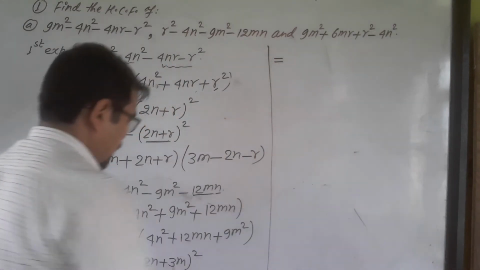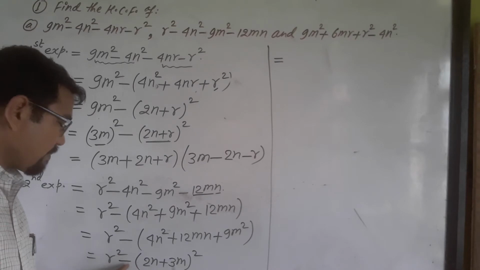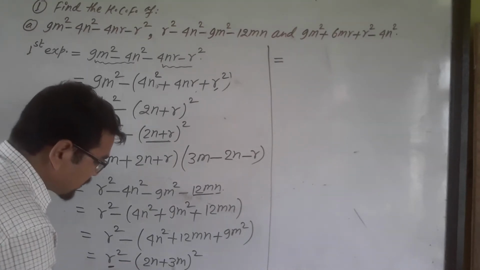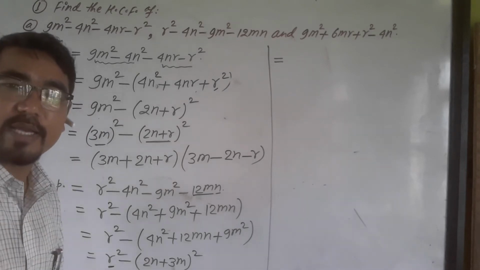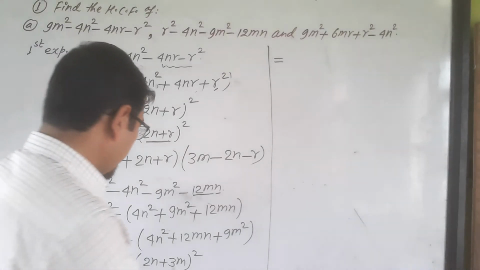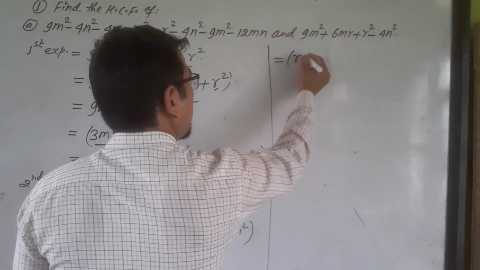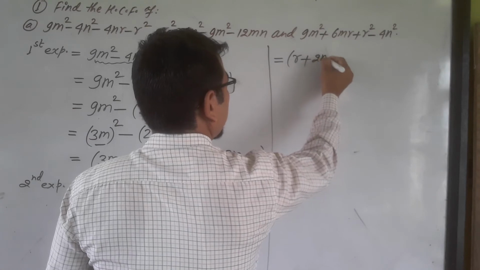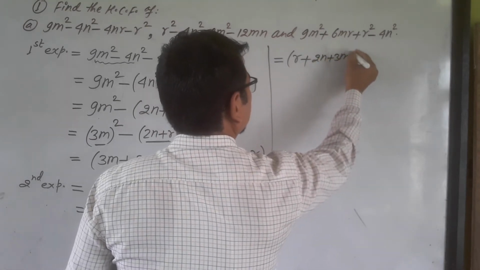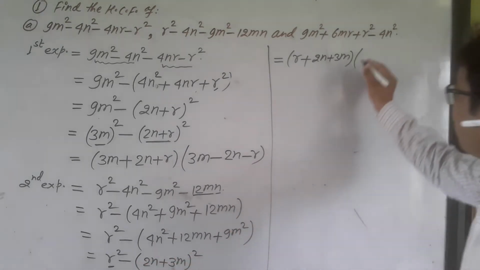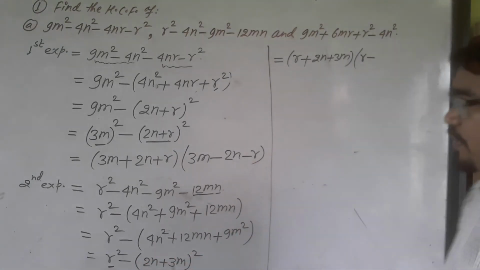Everybody, you can write a square minus b square. This r you can consider as a, and this you can consider as b here. The a square minus b square is a plus b, a minus b. That is, we can write a plus b, where a plus b means r plus b, here 2n plus 3m. So 2n plus 3m we can write, into a minus b.